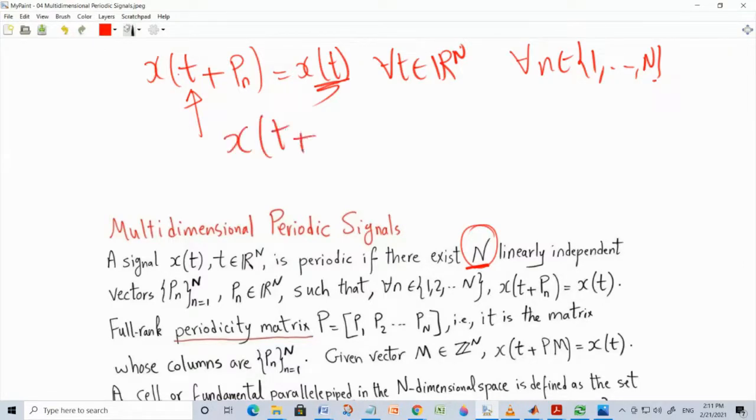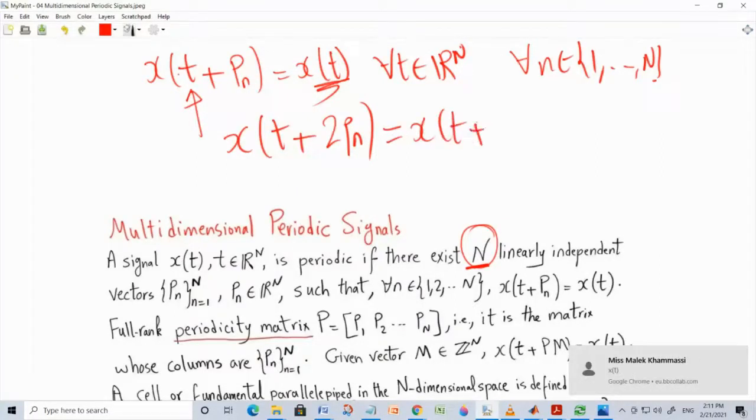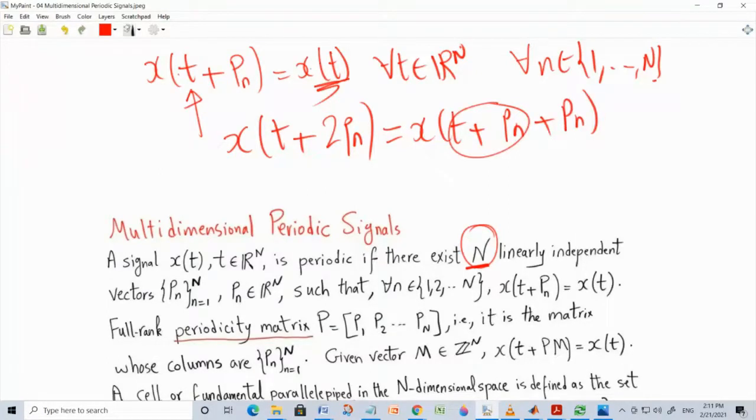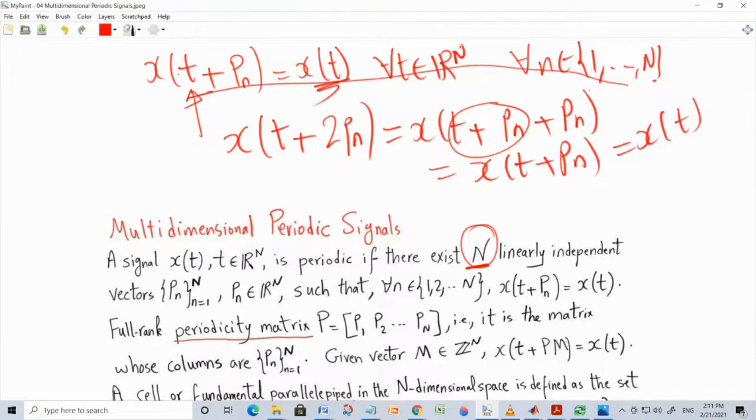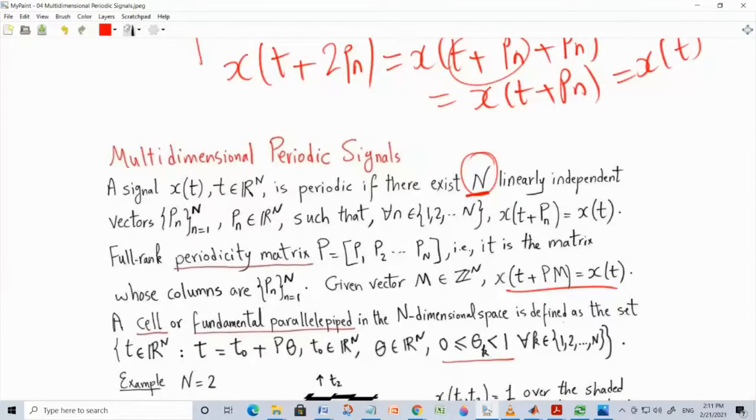What about x of t plus, let's say, an integer multiple of 2 bn? What is this thing equal to? What if you take this vector and you just scale it by 2? x of t, exactly, because you can think of it as t plus bn plus bn, and according to the original definition, this is x of t plus bn, which again from the original definition is x of t. Okay, and so you can generalize this expression here and write down a very important expression.